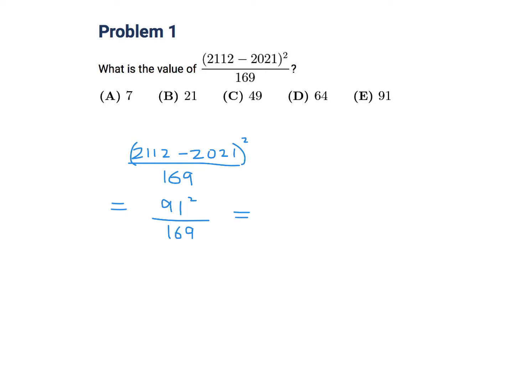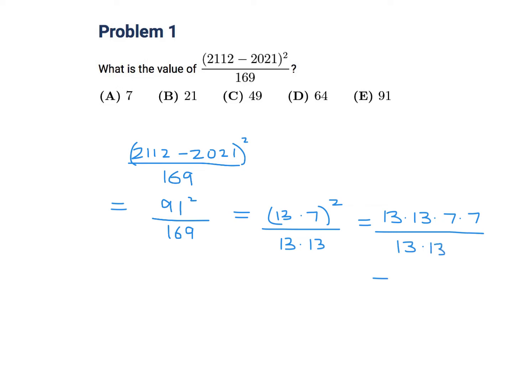Now at this point, we can factor into its prime factors, 13 times 7, and this is just 13 times 13. But remember, that was all squared. So really what this is 13 times 13 times 7 times 7 over 13 times 13. And look what happens. That cancels with that, and all you're left with is 7 times 7, which is 49. Therefore, the answer is C for number 1.